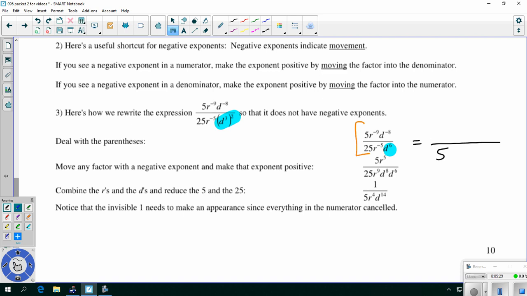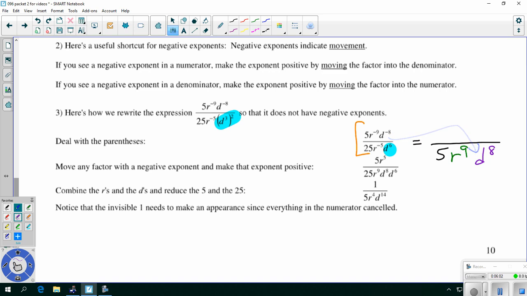And then let's go ahead and move anything with a negative exponent in it. So for example, this r to the -9 has a negative exponent, and that means we move it. It was on the top, so it moves to the bottom. And in that very instant that it moves to the bottom, it becomes a positive exponent, r to the +9. Negative exponents mean move. Next up, d to the -8. Again, it's a negative exponent, so I move it. It used to be on the top. It is now going to find its new home in the bottom. And the moment you move it to the bottom, you make that exponent positive.